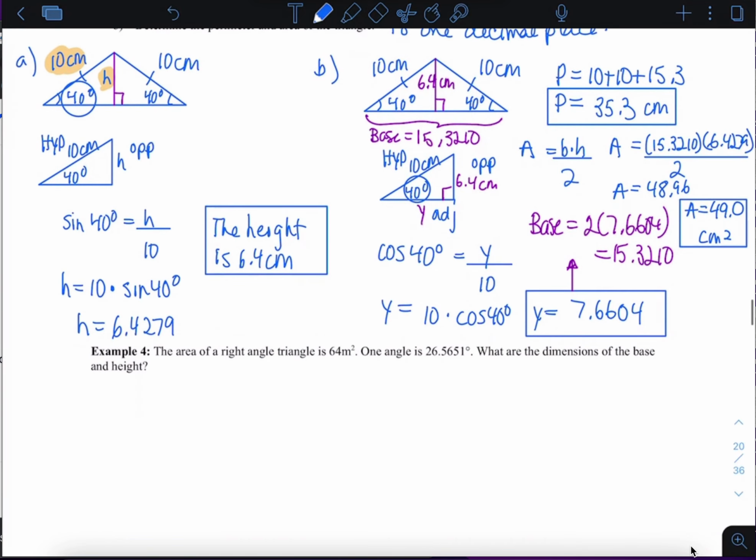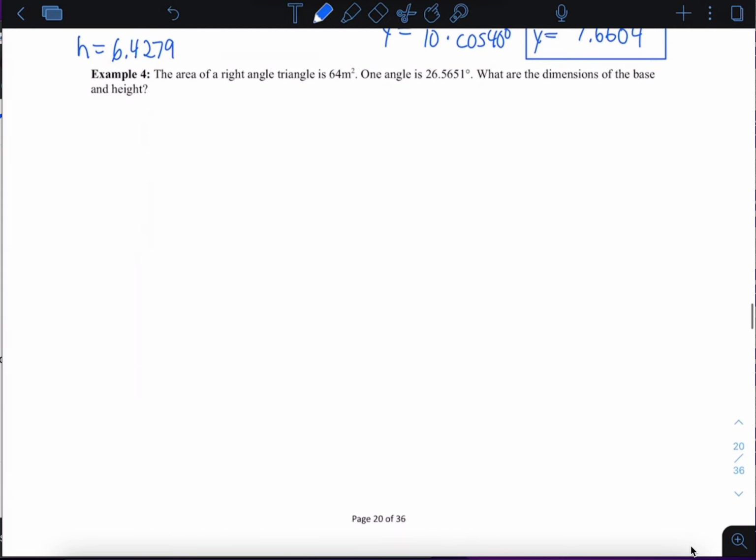Next, the area of a right triangle is 64 meters squared. One angle is 26.5651 degrees. What are the dimensions of the base and height? Now, this one's a little trickier than it looks. Let's just start by drawing a triangle. Okay. So I'm drawing it like this with one angle smaller than the other.